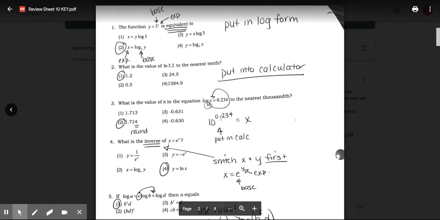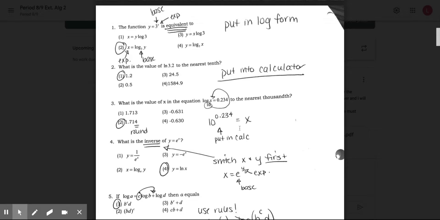Okay, so for number 3, circle the base, finish the race. Also, if you press second log, if you want to undo the log, because it's a base of 10, you can do that in the calculator and you'll get the same answer.